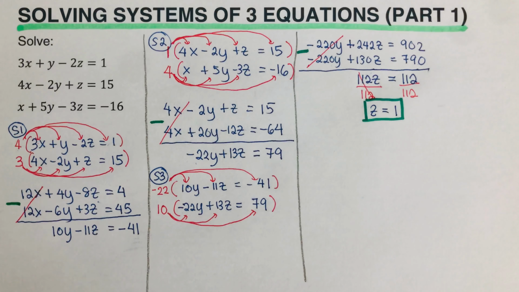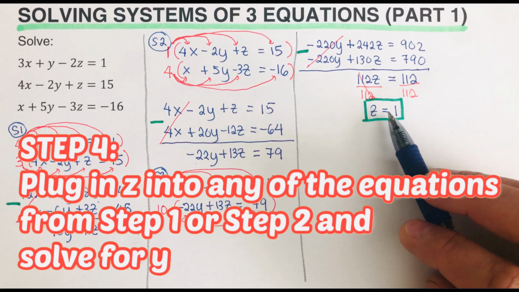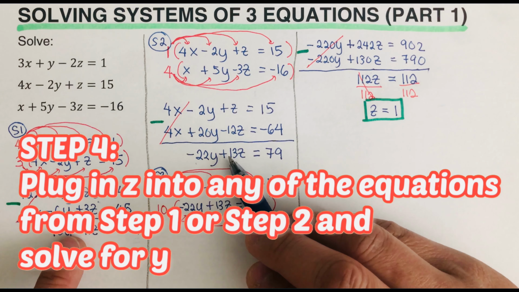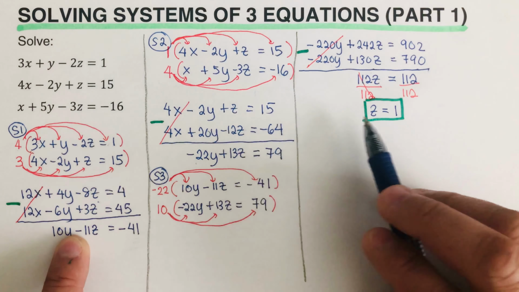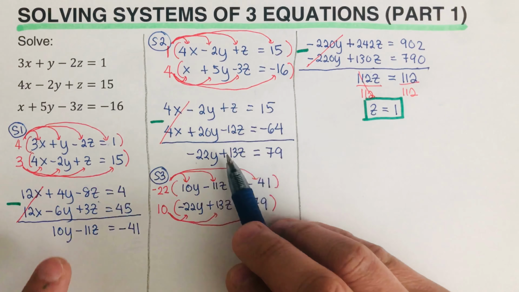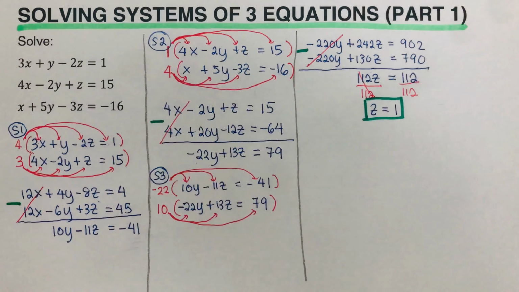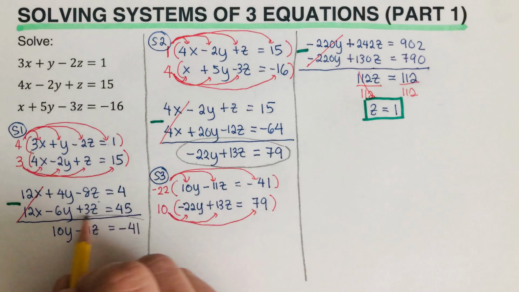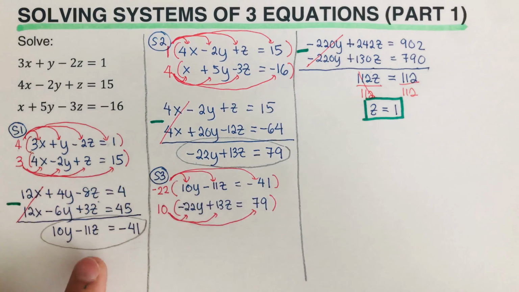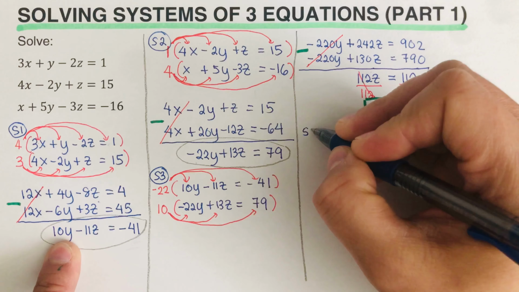Now let's move on to the fourth step. The fourth step is to plug in z into any of the equations from step 1. So any of these 2 equations right here, or step 2, and solve for y. So we're going to plug in this z into any of these. So we can go ahead and pick any of these. So again, this was the equation from the second step. This was the equation from the first step. So we can pick any of those. So let's just pick this one right here. I'm going to label this as S4.